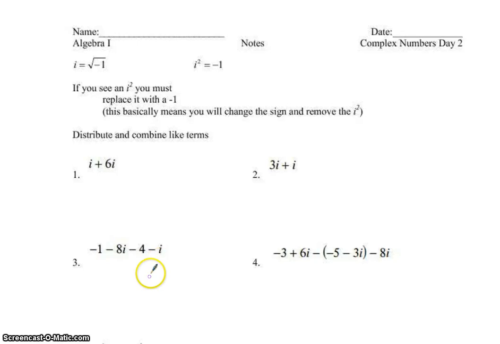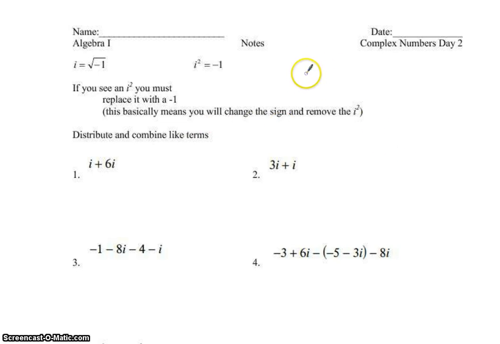Okay, Algebra 1, this is day 2 of complex numbers. Remember, we have a complex number or an imaginary number i because you cannot take the square root of a negative number. So i is equal to the square root of negative 1, or i squared is equal to negative 1. If you see an i squared anywhere in your problem, you must replace it with a negative 1, which means basically that you're going to change the sign and remove the i.